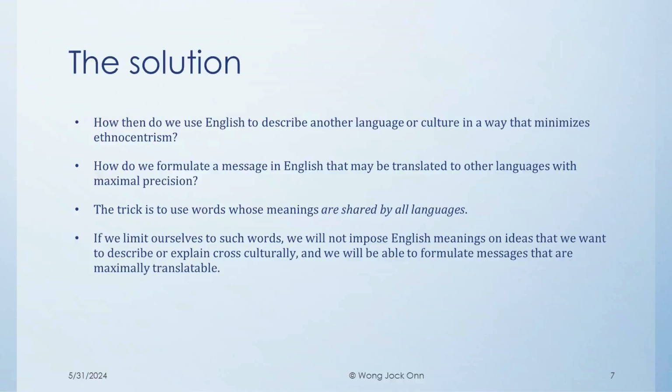How then do we use English to describe another language or culture in a way that minimizes ethnocentrism? How do we formulate a message in English that may be translated to other languages with maximal precision? The trick is to use words whose meanings are shared by all languages. If we limit ourselves to such words, we will not impose English meanings on whatever we want to describe or explain cross-culturally. And we will be able to formulate messages that are maximally translatable.